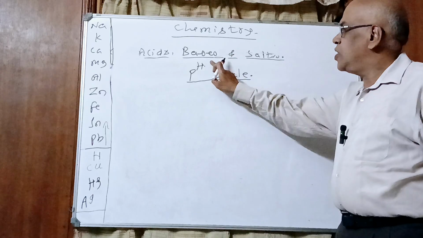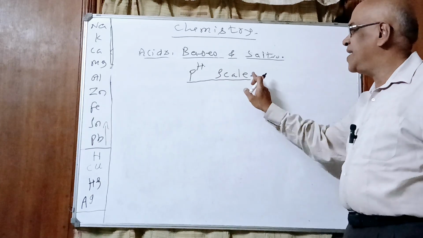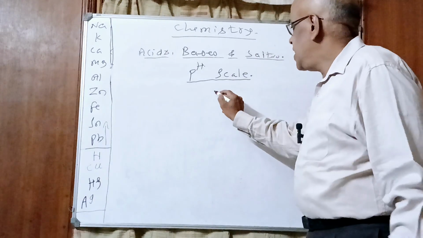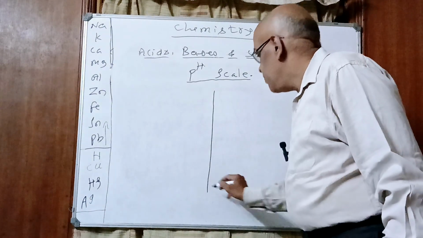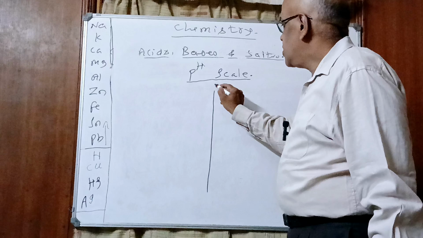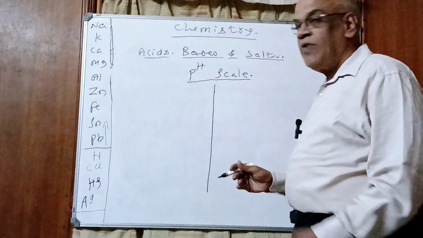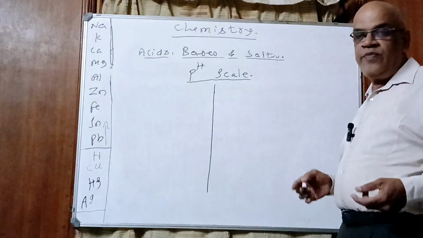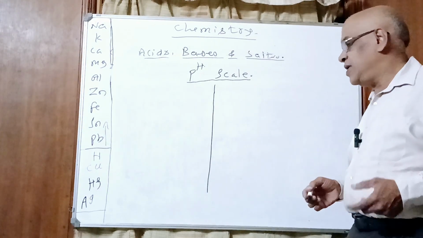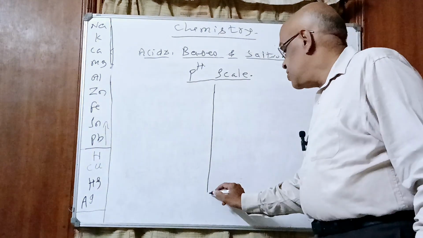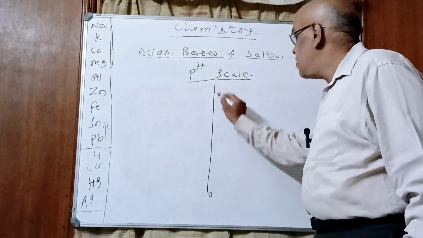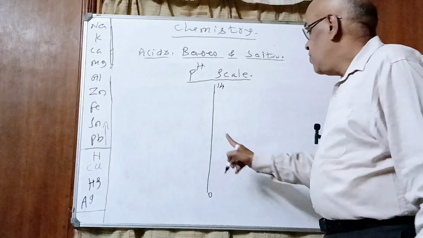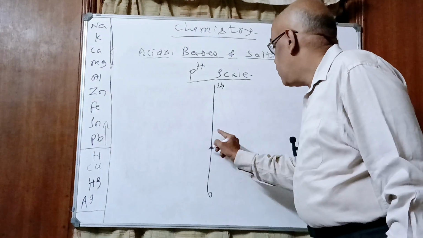So, the question will arise in our mind, what is pH scale? As the name itself indicates, it is a scale. It is a scale having numbers on it, like a centimeter scale, isn't it? Ruler, centimeter scale, ranges from 0 to 100 centimeters. Like that, pH scale is also a scale which ranges from 0 to 14.